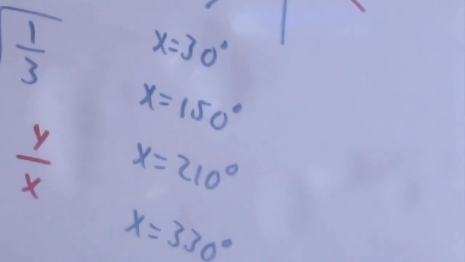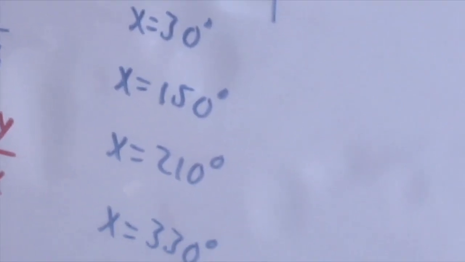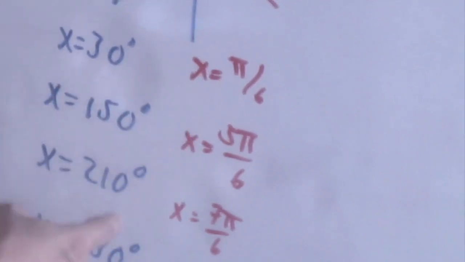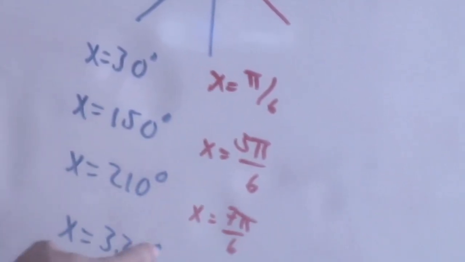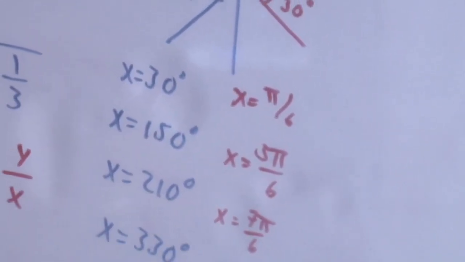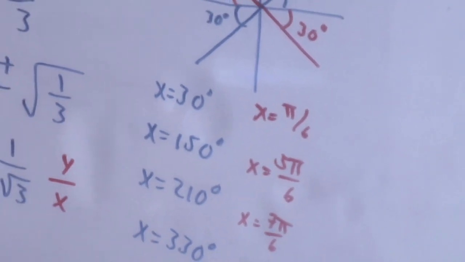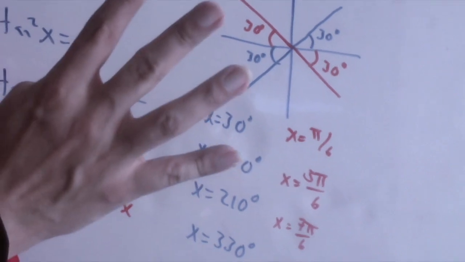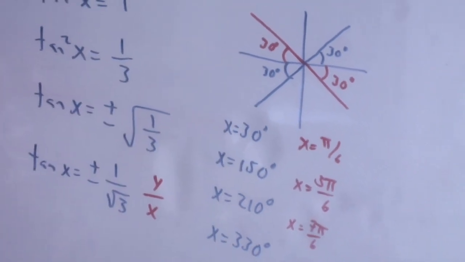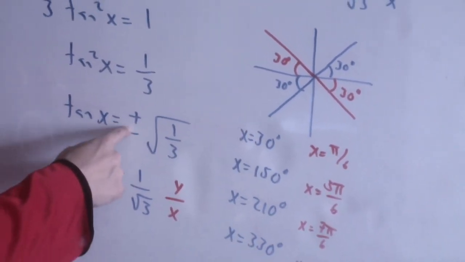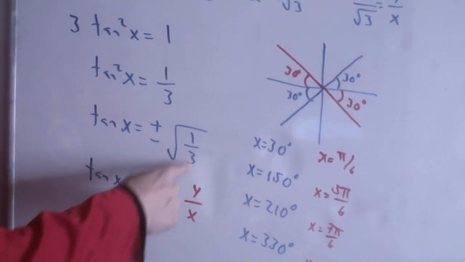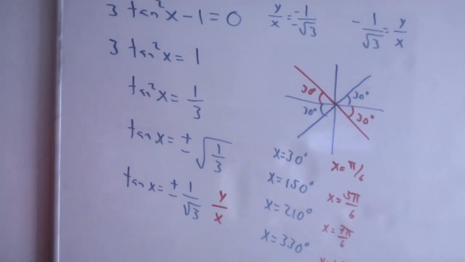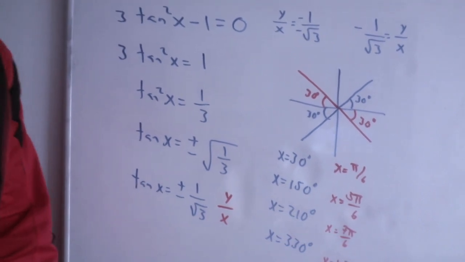But remember, in Alex, the answers are in radians. So my answers in radians is x equals pi over 6, x equals 5 pi over 6, x equals 7 pi over 6, and x equals 11 pi over 6. So 4 answers for this problem. Because I have plus and minus square root of 1 over square root of 3.